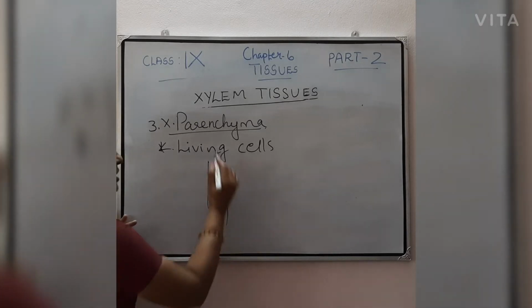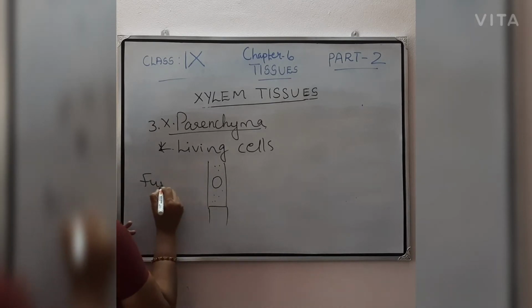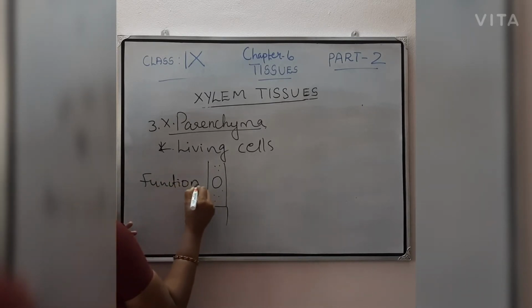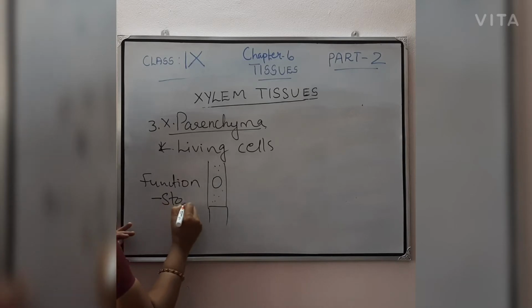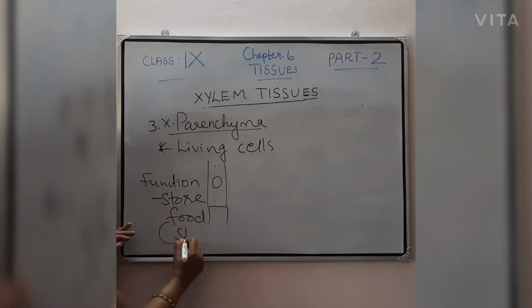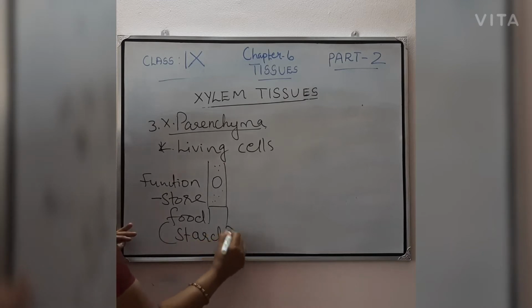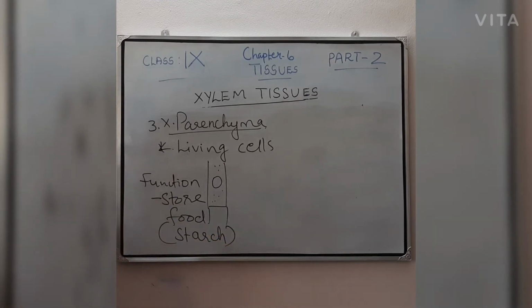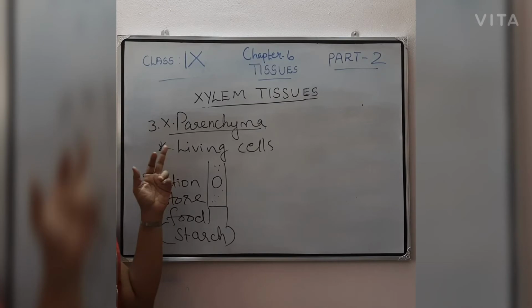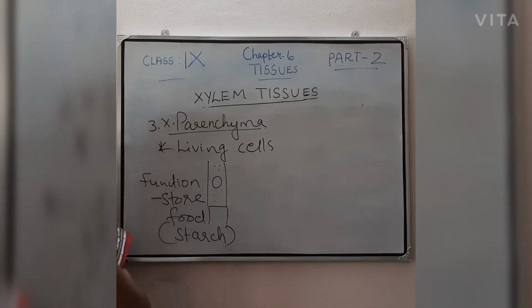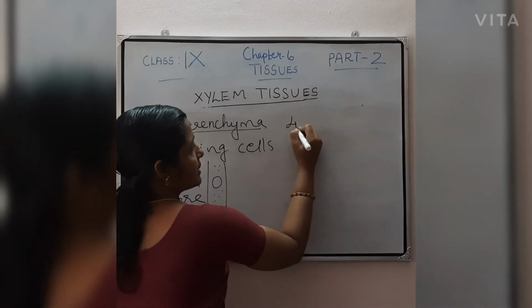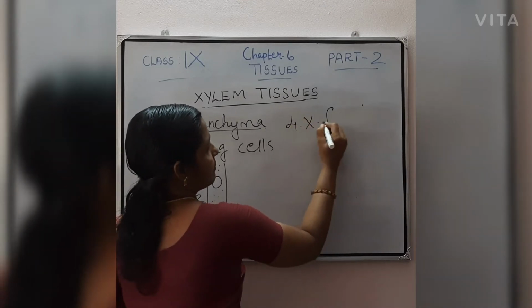And what is the function of this xylem parenchyma? The function is to store food material, especially which one? Plants store food in the form of starch. So that starch is stored where? In this xylem parenchyma. Okay, so that's about xylem parenchyma. And the last element is xylem fiber.